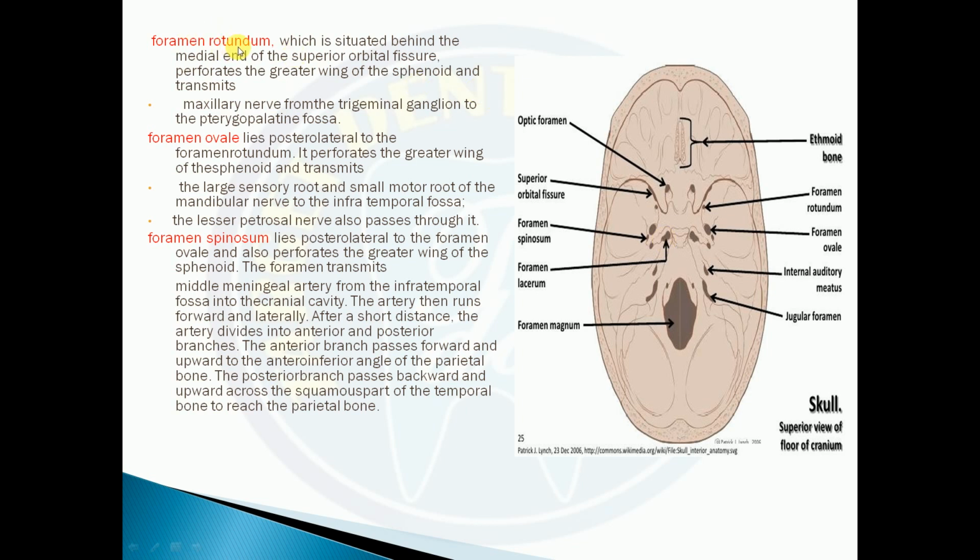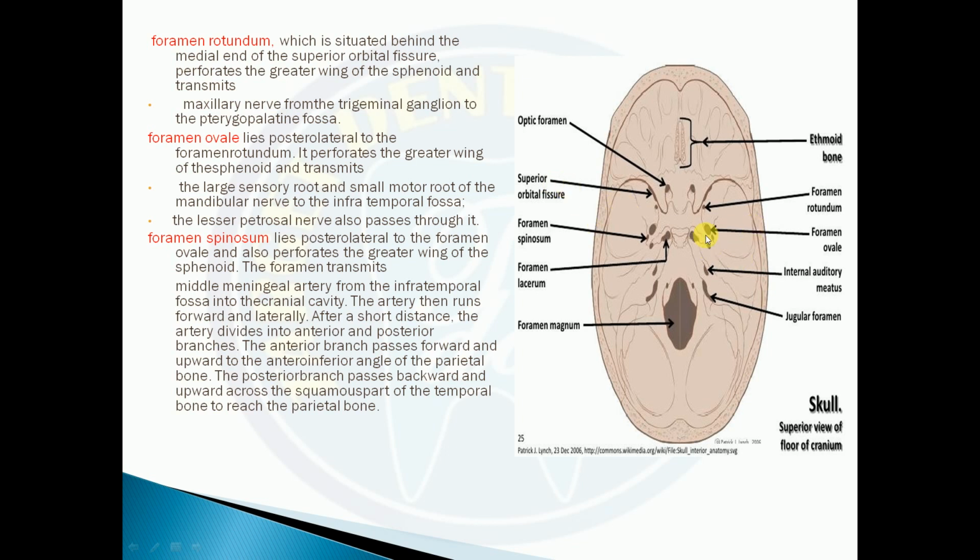So it has the foramen rotundum, the foramen ovale, and the foramen spinosum. This is the foramen rotundum. It is situated behind the medial end of the superior orbital fissure and perforates the greater wing of sphenoid, and it transmits the maxillary nerve from the trigeminal ganglion to the pterygopalatine fossa. Very important function. Please write it down, because the function of each foramen is very important.